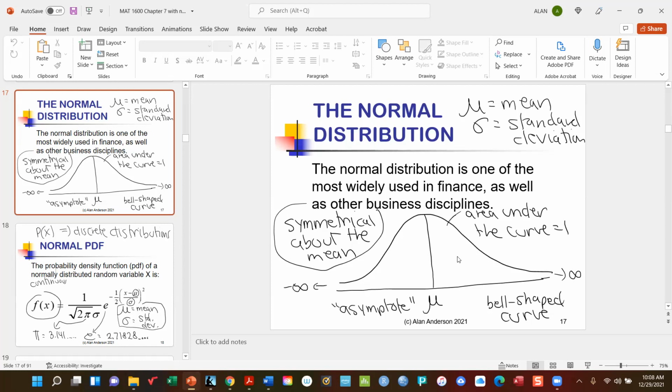And one of the nice things about this is that because the area is exactly equal to 1, that means probabilities and areas are actually the same thing. So when we're calculating probabilities, what we're really doing is calculating areas under this curve. And so the two mean the same thing in this context.